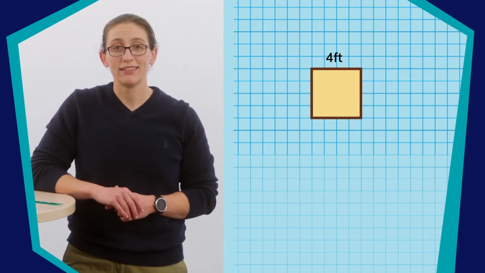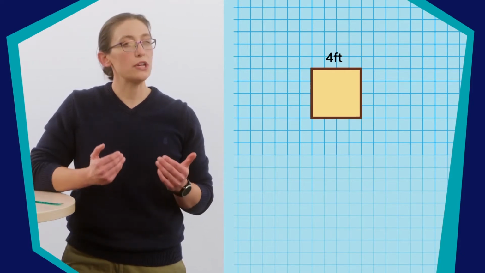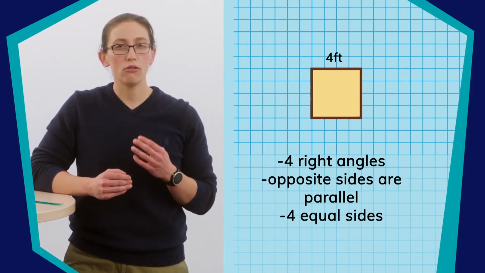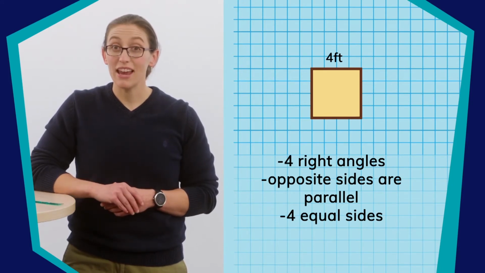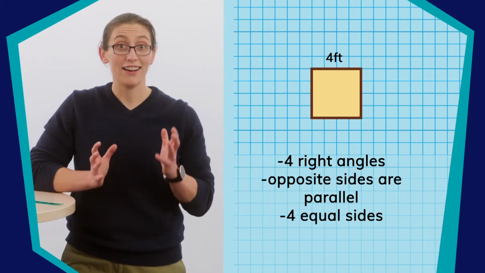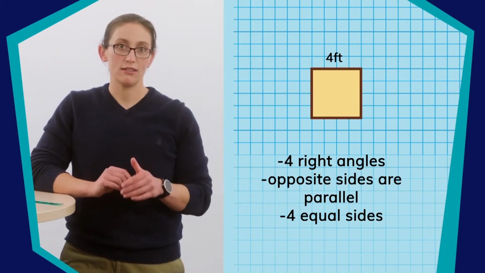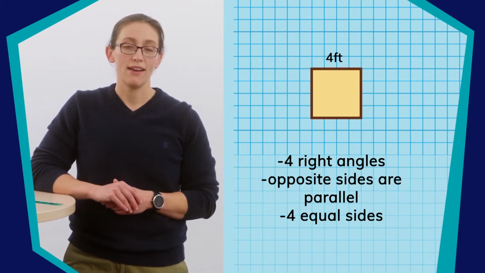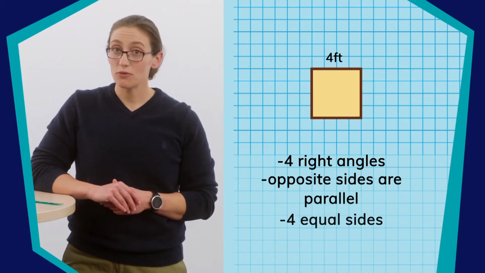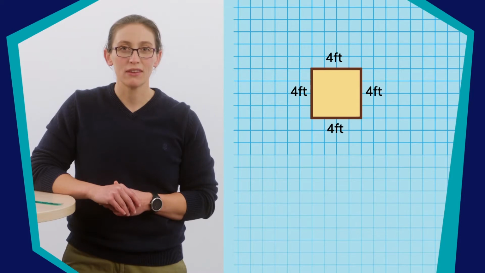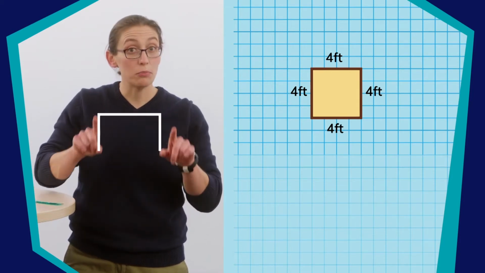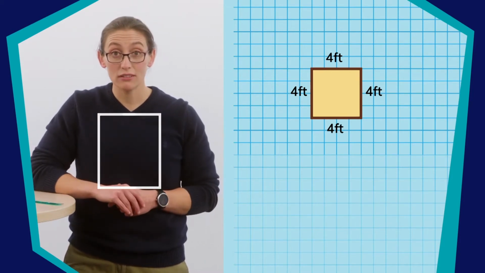Now, let's move to the 4 foot square. Let's think back to what we know about squares. We've got 4 right angles, opposite sides are parallel, and 4 equal sides. 4 equal sides is going to be helpful. I know that one side is 4 feet, so all the other sides must be 4 feet as well. How would you find the perimeter of this sandbox?